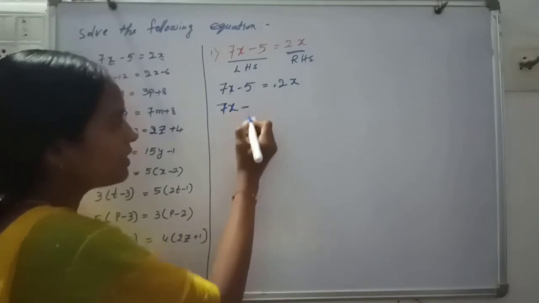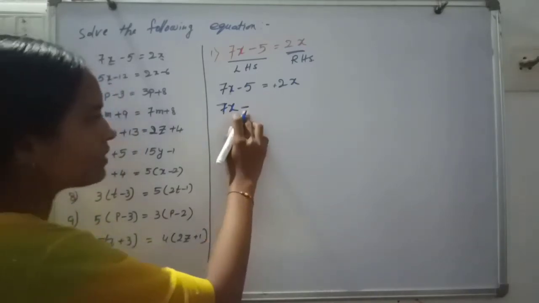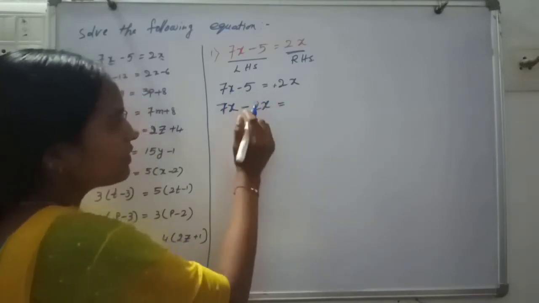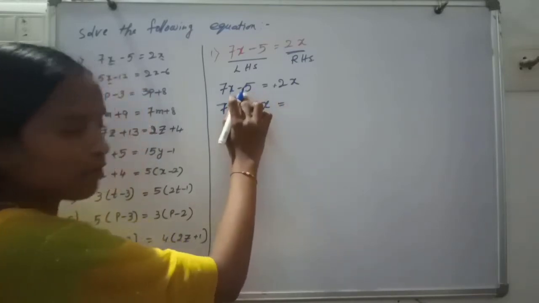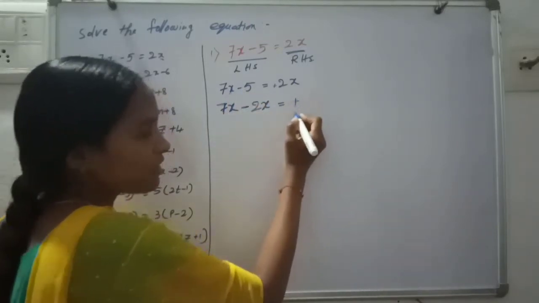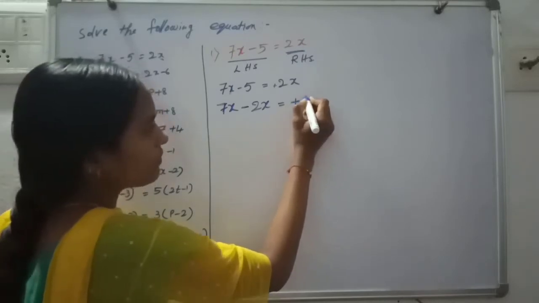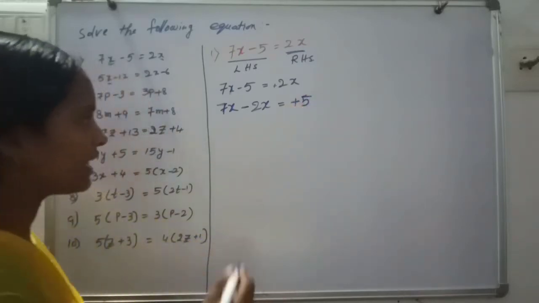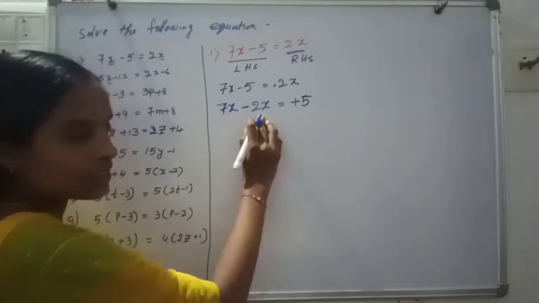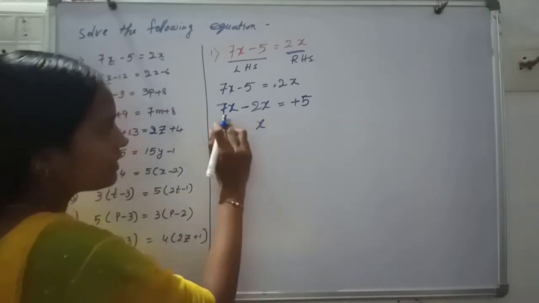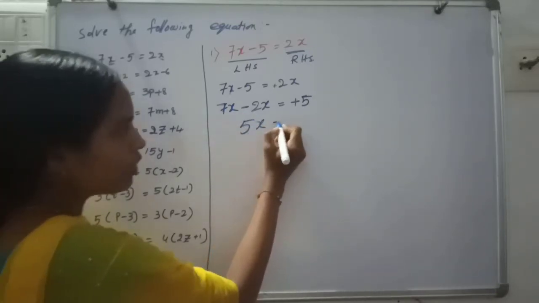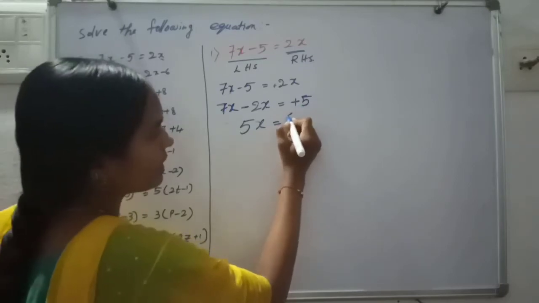That's why here it is replaced with minus. Minus 2x equal to the constant minus 5 here. Then it goes to the RHS and is replaced with the plus term, plus 5. Next here 7x minus 2x. Here x, 7 minus 2 is 5. 5x equal to plus 5.